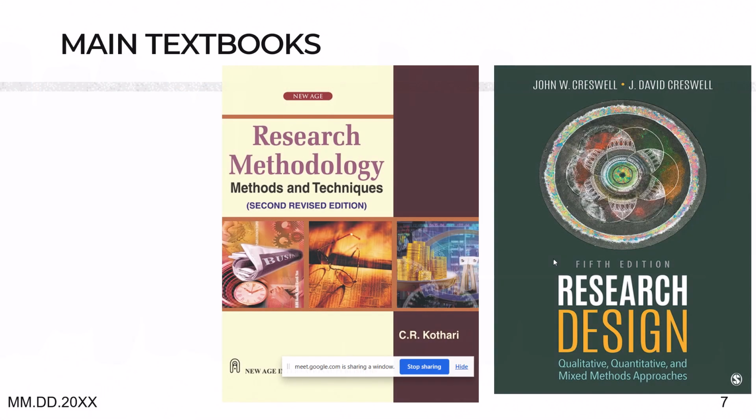And the second book here is Research Design, Qualitative, Quantitative, and Mixed Methods Approaches.